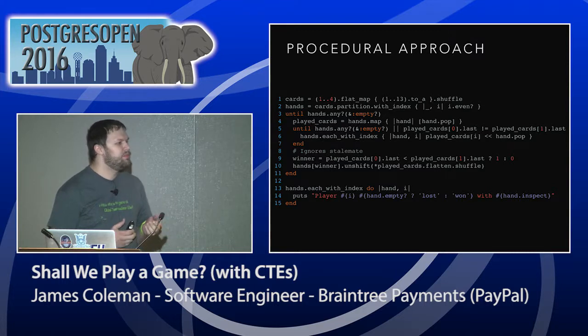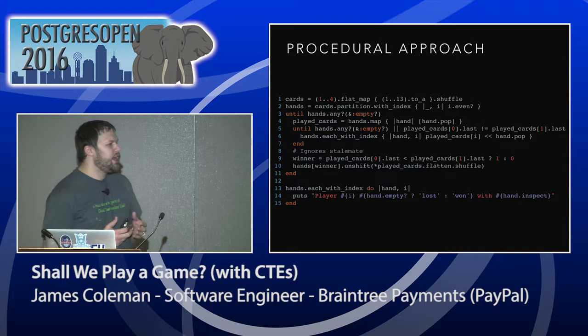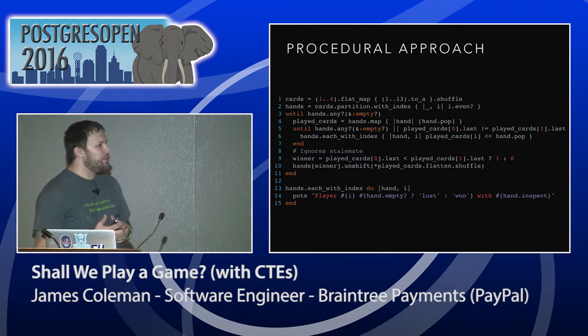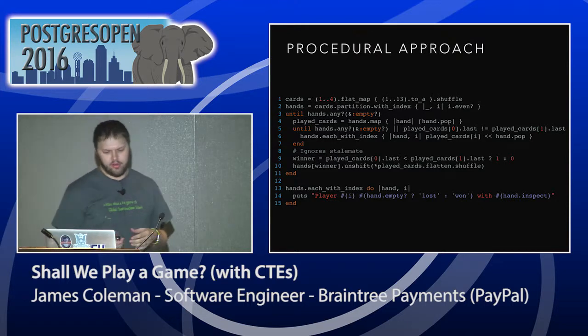Lines 9 and 10, we determine the winner. Pretty simple check to see who has the higher card. And on line 10, we append the currently played cards to the end of their hand. Lines 5 through 7, basically, if they're equal, we just keep appending the cards to the set of played cards and keep checking for a winner until we can find one.